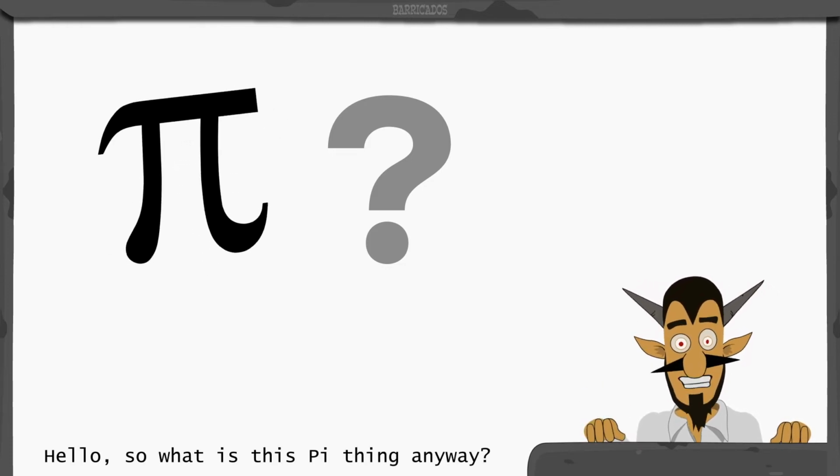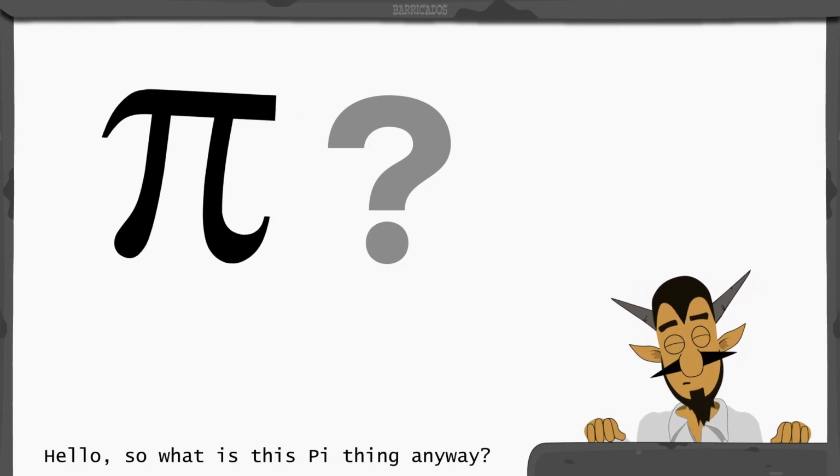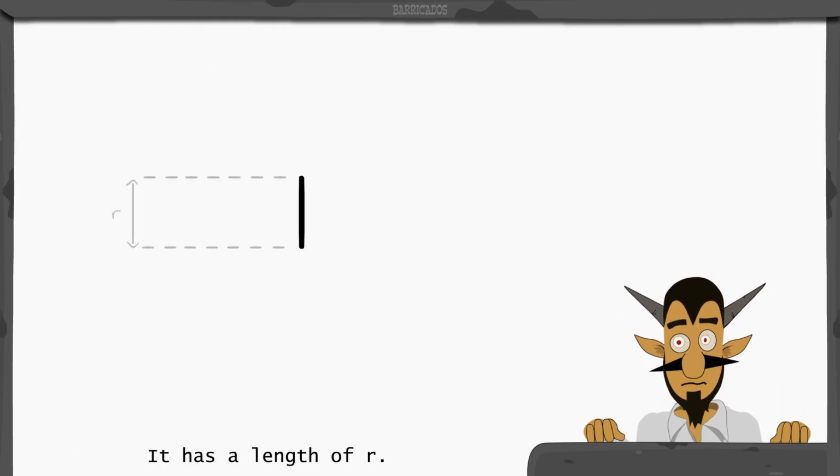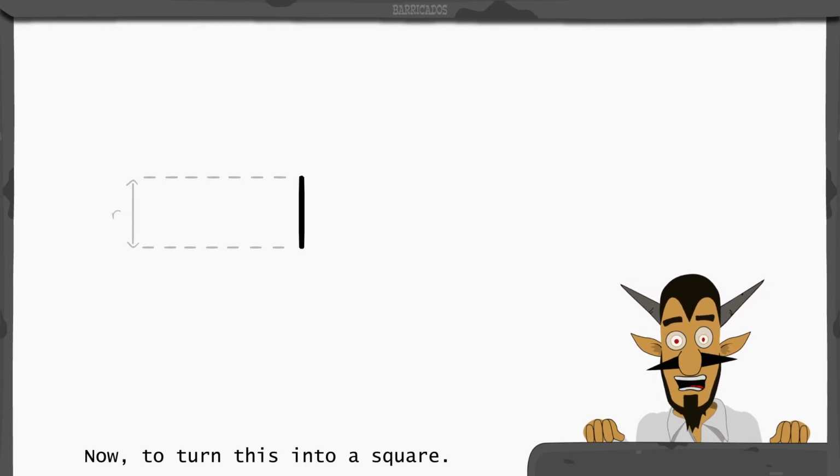Hello. So what is this pi thing anyway? Let's start simple. Here is a line. It has a length of r. Now, to turn this into a square.